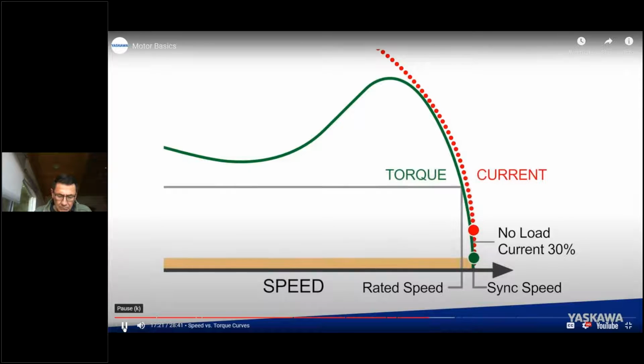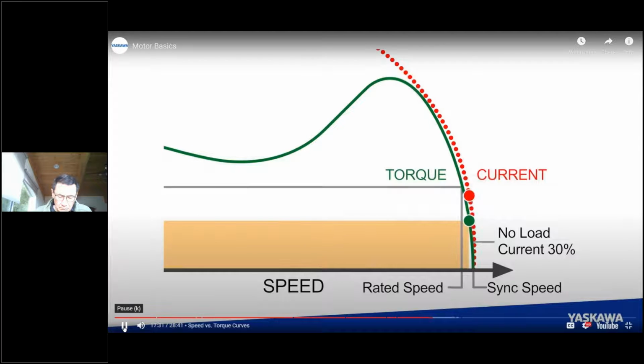You can see that torque and current are proportional. That means an induction motor draws more current as you increase the load. So, as the load increases, it increases the amount of current that the motor draws, and consequently the amount of motor torque produced.